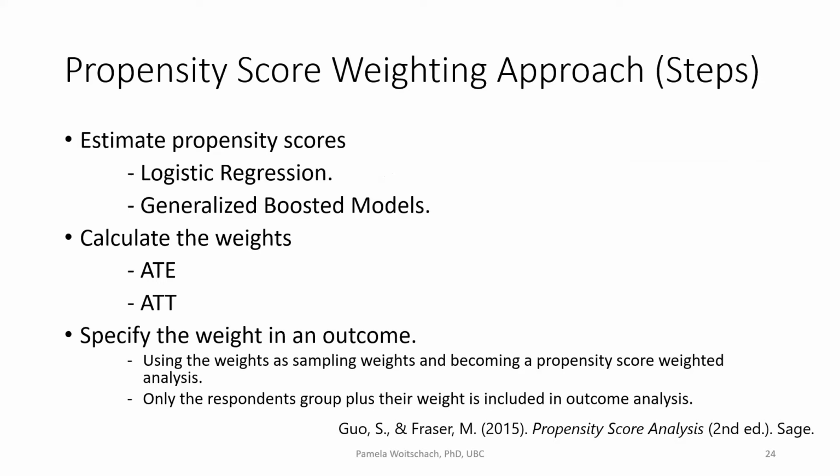Propensity score weighting can be done in some steps. The first step is estimating the propensity score, and that can be done through logistic regression, as we see in some of the papers presented in the previous slides, or through GBM models. Then we calculate the weights. It can be the ATE or the ATT weight, and then we use those weights in our outcome analysis.